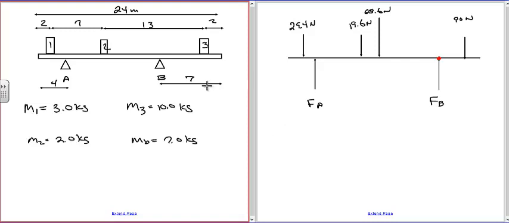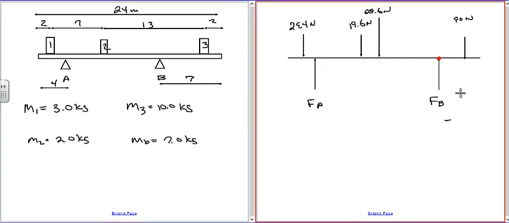So you just have to do a little math here. We want the distance from here to here. So we've got 7 meters from here to the end and 2 meters from the end to here. So this distance here, and this is not quite to scale, is 7 minus 2, which is 5. Okay, so that's the distance from here to there.